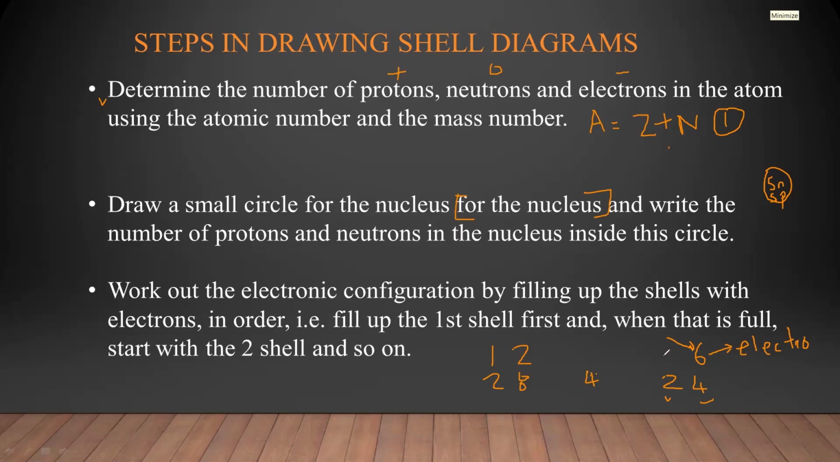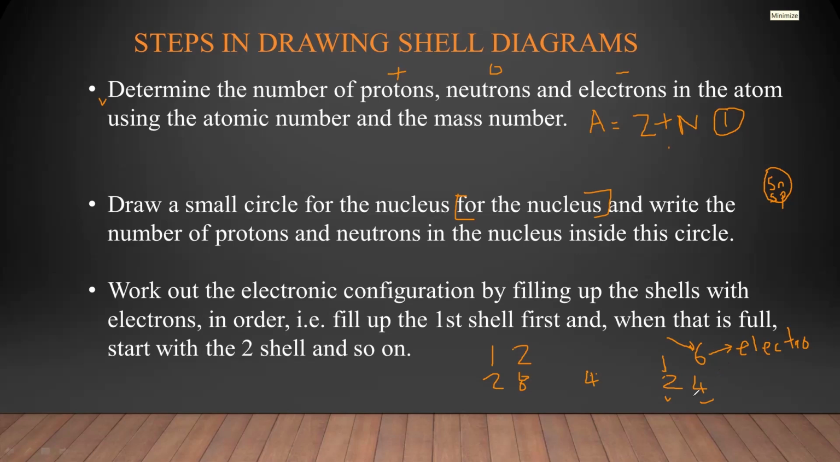So the first shell is already filled, right? So it can't hold any more because it can hold a maximum of 2. So the second shell now can hold the 8. The second shell can hold the 4 remaining of the 6 that you have, because it can hold a maximum of 8. Are you following, or should I go over that section?